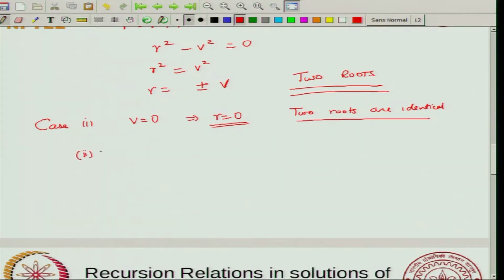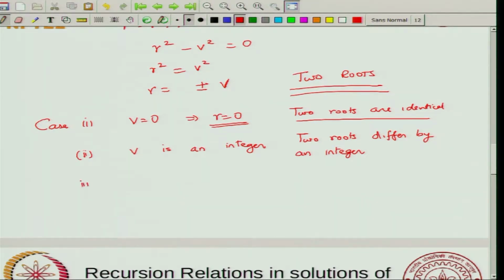Case 2, v is an integer. In this case the two roots differ by an integer. Now what you have to do is apply the Frobenius method and calculate one root, and then you can either use variation of parameters, or you can directly calculate the second solution and check if it is linearly independent.